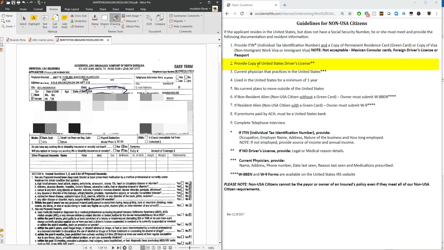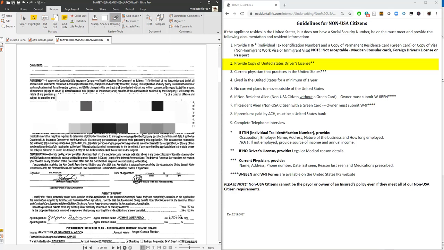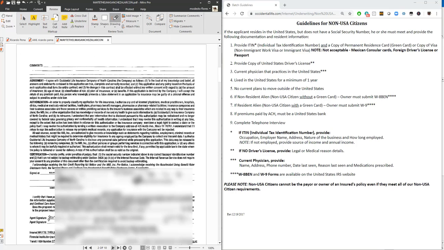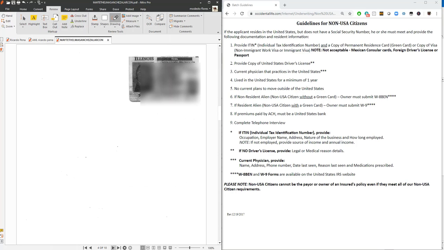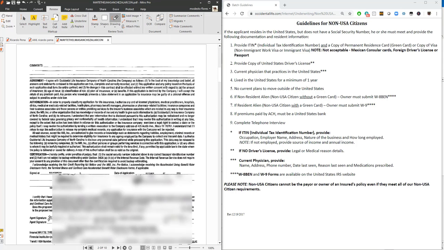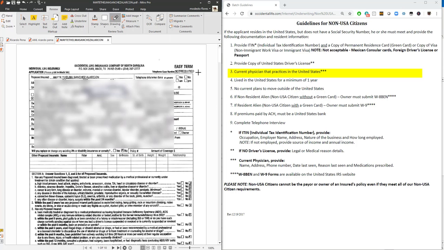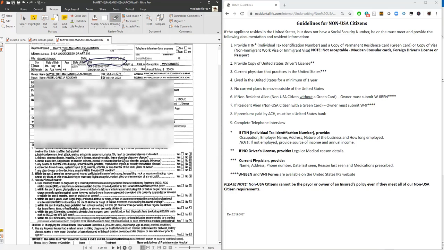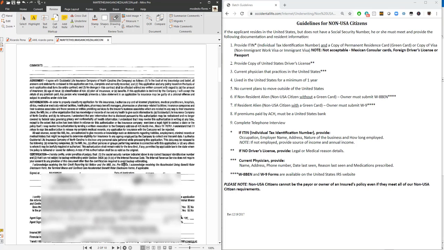Second guideline, do we have a copy of the driver's license? And the answer is yes, we have the copy of the driver's license. So we meet the second one. And then number 3, it says, do we have a current physician that practices in the US? And the current physician, we don't have one. It should be included right here in the notes. So I'm going to put, we're missing number 3.